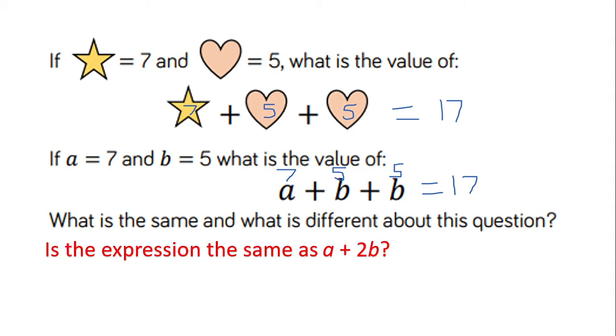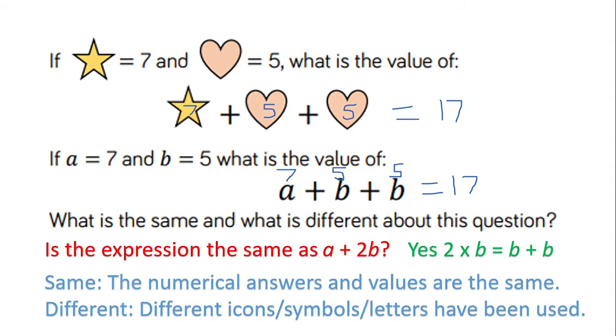Now, is that second expression, a plus b plus b, the same as a plus 2b? Think about this. What do we know? What does 2b mean in algebra? Well, 2b means 2 times b. 2 times b is the same as b plus b, because we have 2 b's. That was just a refresher from yesterday. So what's the same? Well, the numerical answers and values are the same. What's different? Well, the way it's been expressed is different. There are different icons, different symbols, and different letters used.